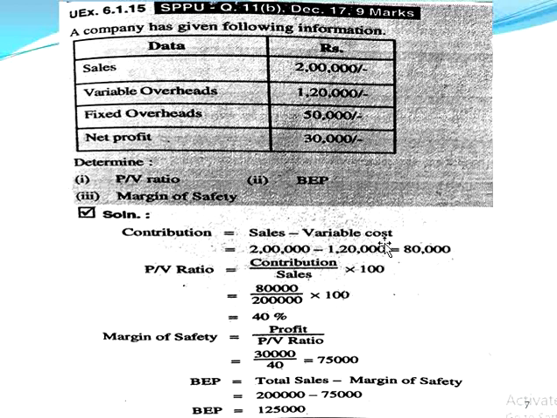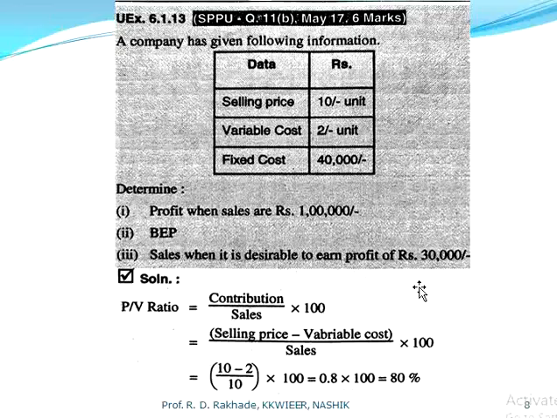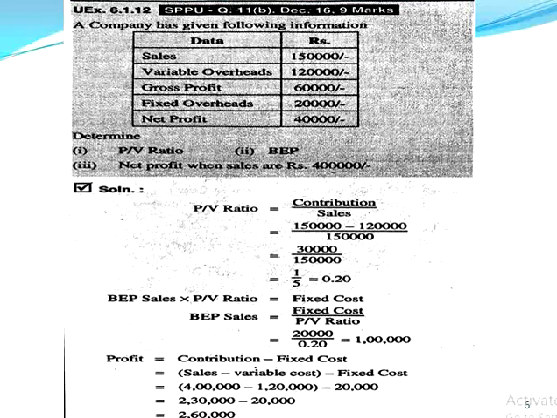Contribution is sale minus variable cost. We have the values: sale 2 lakhs, variable cost 1 lakh 20,000, so the answer is 80,000. Then profit volume ratio is contribution upon sale into 100: contribution 80,000, sale 2 lakhs, multiplied by 100, the answer is 40%.